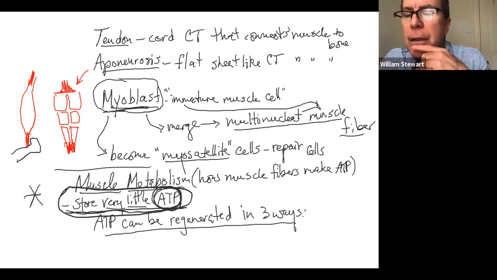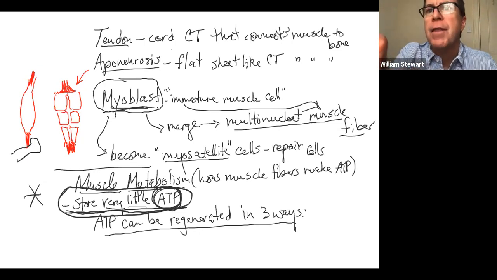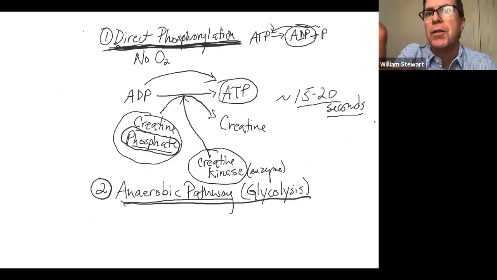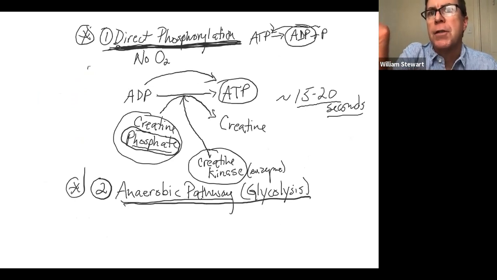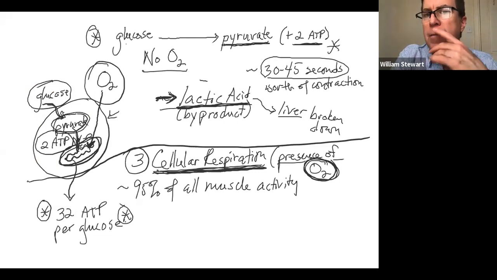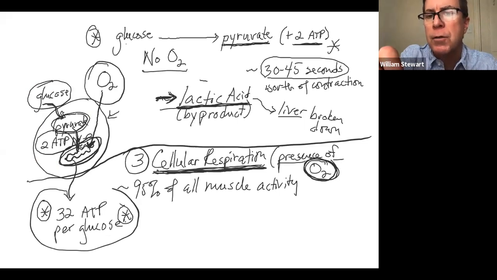So if I ask you on the quiz, what's the first place a muscle goes to get its ATP? Stored ATP. Even though we wrote 1, 2, and 3, these are regeneration 1, 2, and 3. This is after the storage is gone. The muscle first does direct phosphorylation, then the anaerobic pathway called glycolysis, and finally the aerobic cellular respiration method. And when we introduce oxygen, we get way more ATP per glucose, but it takes a long time compared to the other reactions.